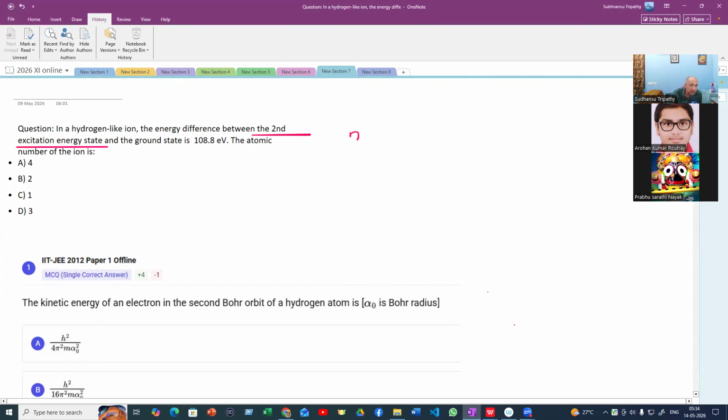Second excited state means, what is its principal quantum number? Sir, 2. Arun? 2.